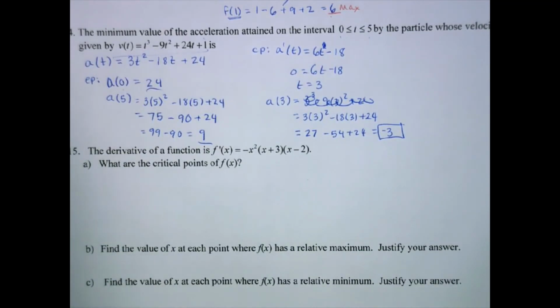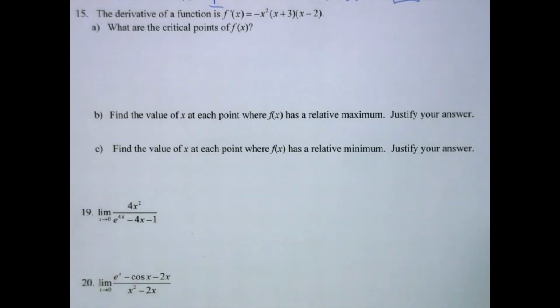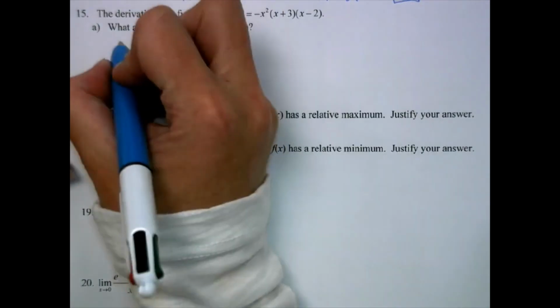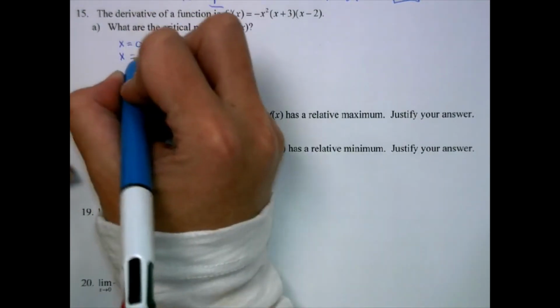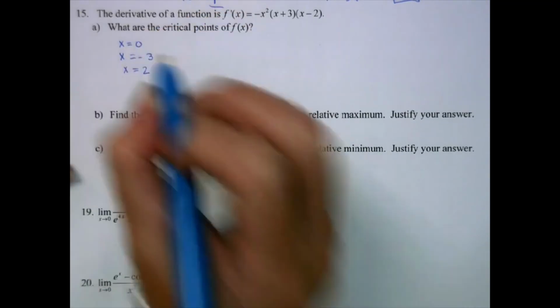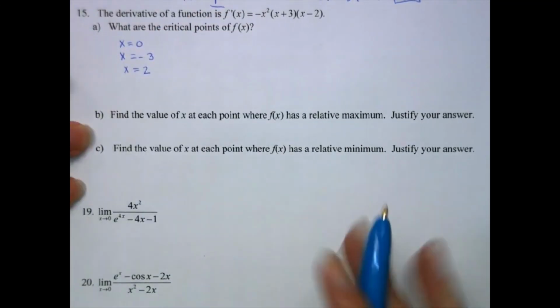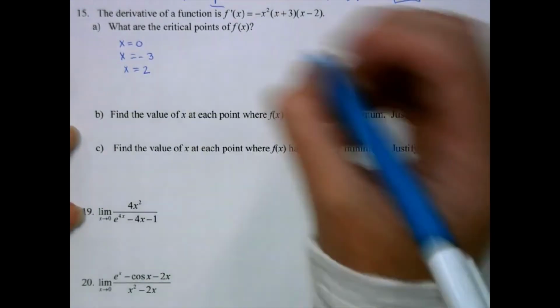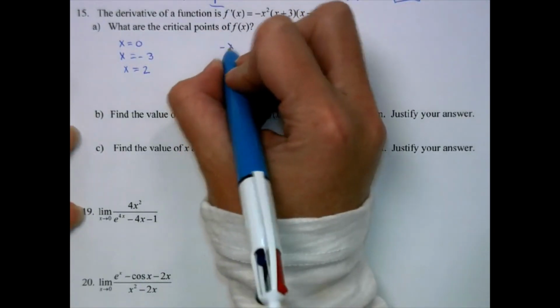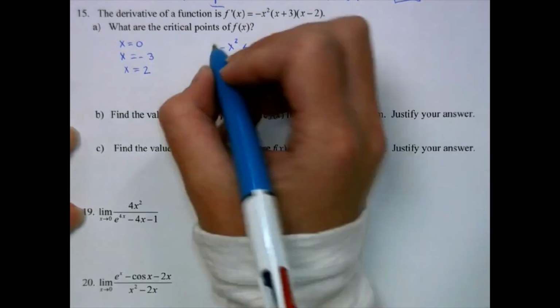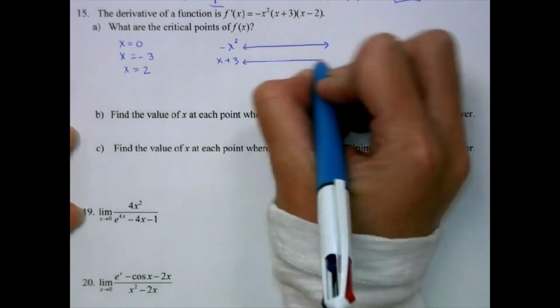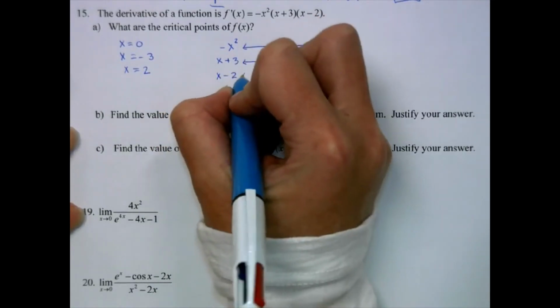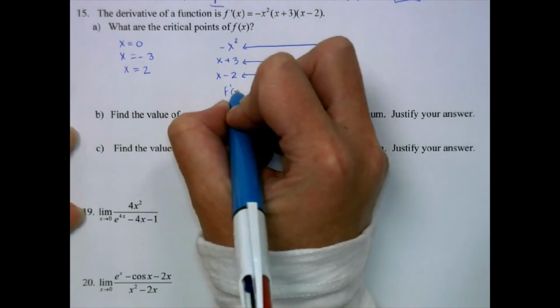Okay, so the derivative is given by negative x squared, x plus 3, x minus 2. So what are the critical points? The critical points are going to be 0, negative 3, and 2, anything that makes the derivative 0. Then we're going to find the relative mins and maxes. So I'm going to do this with number line charts. So our 3 critical points are negative 3, 0, and 2.